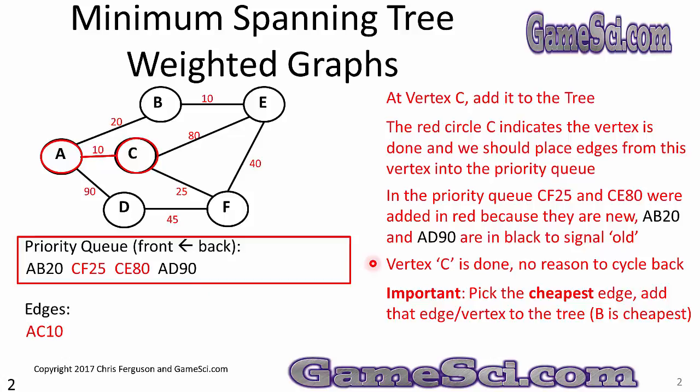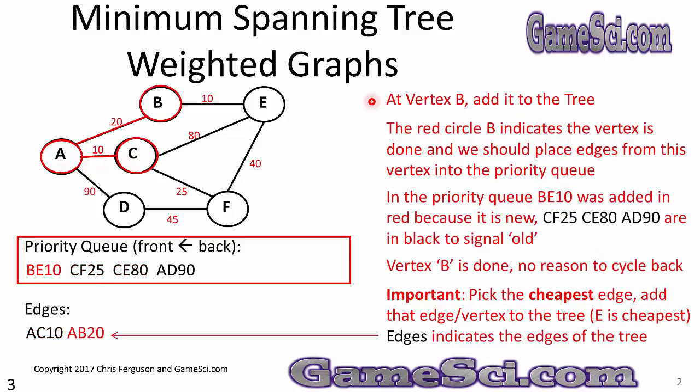There's no reason to cycle back to vertex C. C has a red circle around it to indicate it's done and we should not come back to C. Important. Pick the cheapest edge. Add that edge or vertex to the tree. As you can see from the priority queue, AB20 is the cheapest single edge out of any visited vertex.